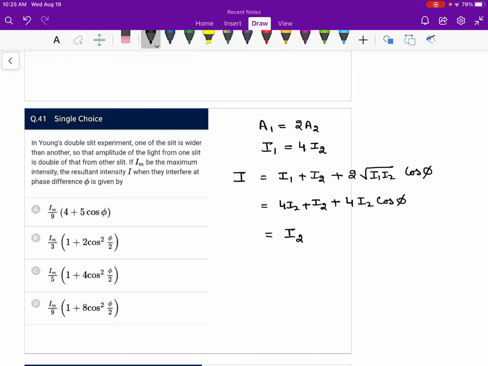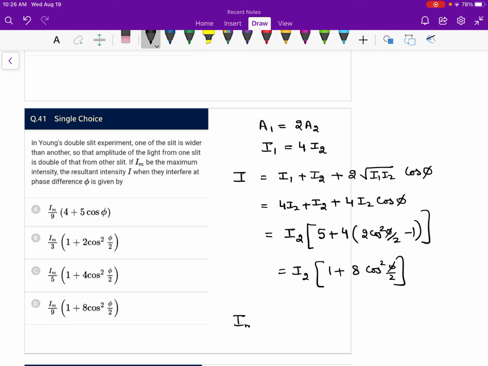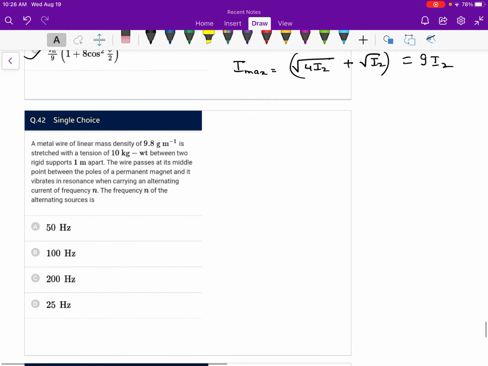Okay. So this is I2 (5 plus 4 cos phi), and cos phi is 2 cos square phi by 2 minus 1. So this is I2 (1 plus 8 cos square phi by 2). Okay. Now the maximum intensity I max is root I1 plus root I2 whole square, that is 9 I2. So I2 is I max by 9. So I max by 9 (1 plus 8 cos square phi by 2). So D is the correct option.